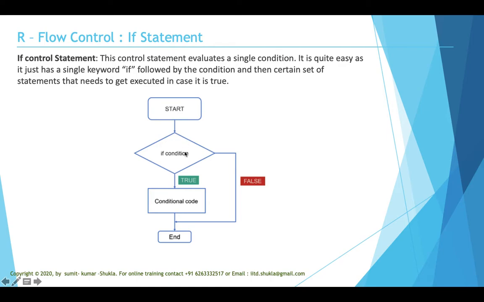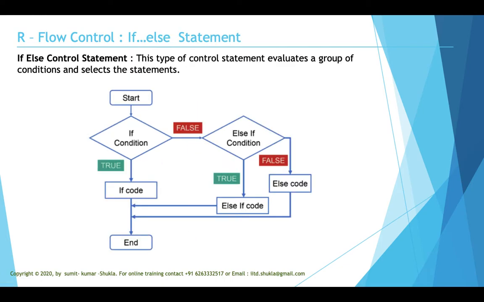You start the program, you check for the condition, it's true, go with the conditional code and end the program. You start the program, come to the condition, if false, directly go and end the program. And that's very simple, that's how you can go with the if statement. Okay, so before I move on, let me tell you this one also.